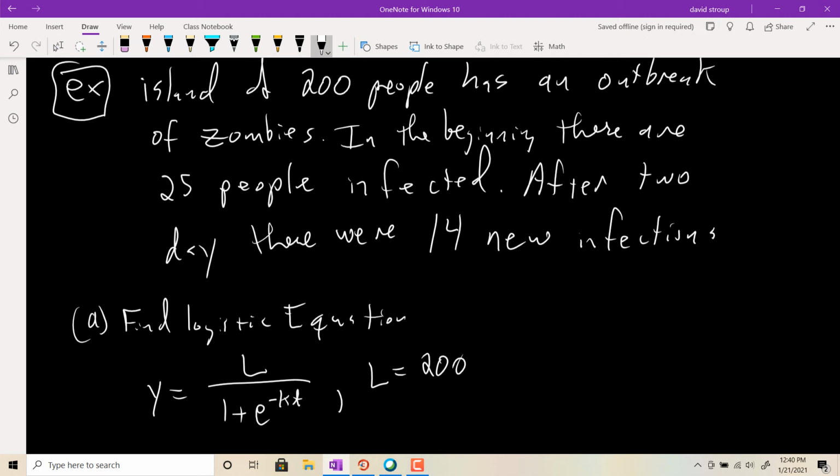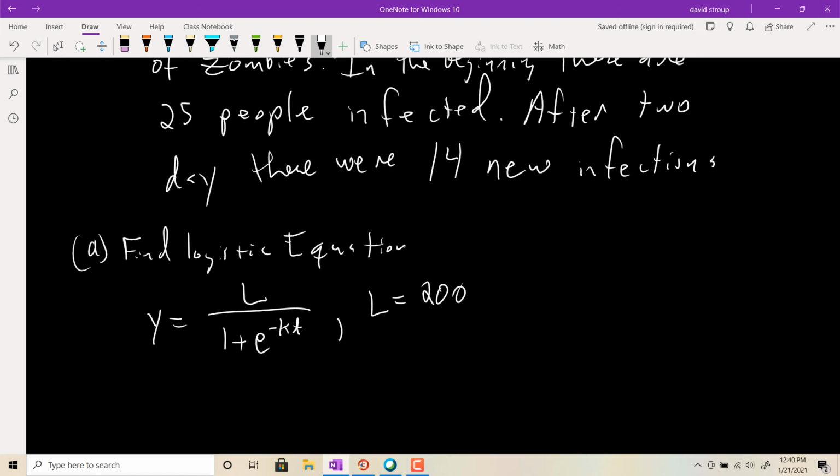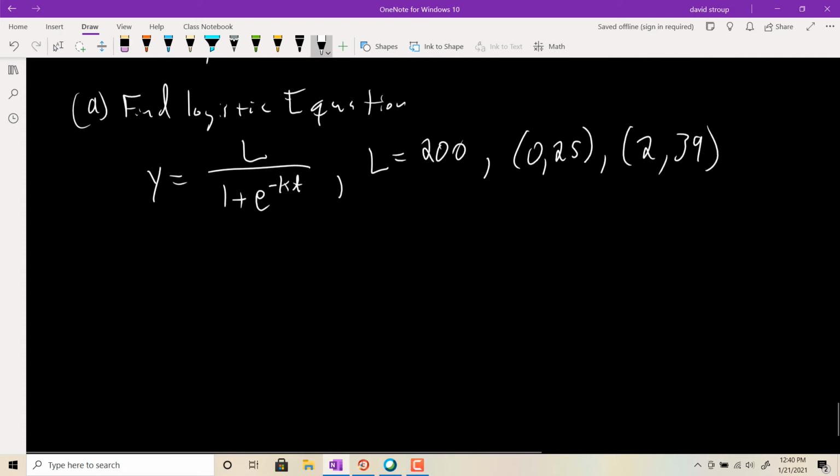In the beginning, there's 25 zombies, so at time 0, there's 25 zombies. After 2 days, there's 14 new infections, so at 2, it'll be 39 people infected. We should be able to use this information to get the constants. Obviously, we have L, it's 200. There's actually 3 variables we need to figure out, the L, b, and k. I have the L, I need to get b and k now.